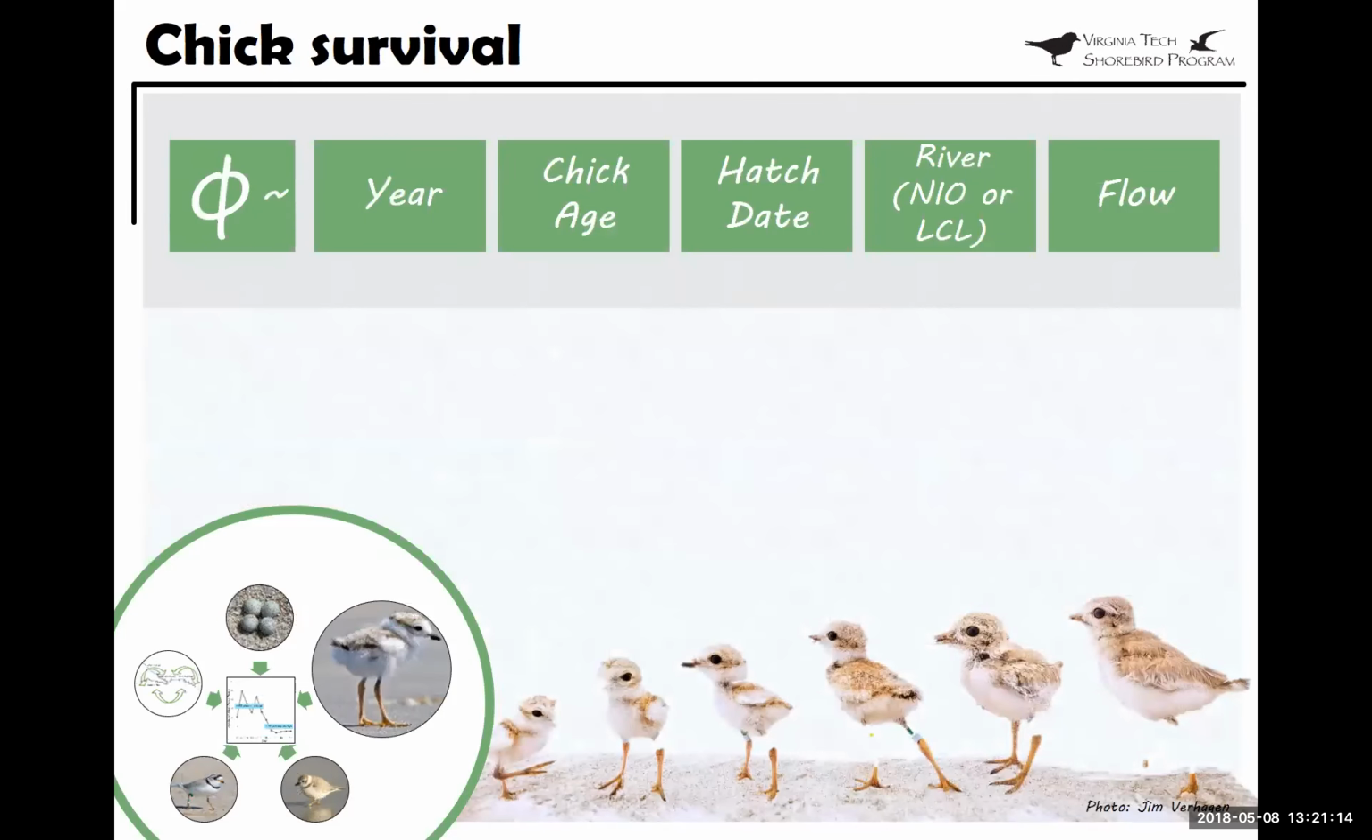To calculate chick survival from hatching to fledge, we used a Cormack-Jolly-Sieber model. Again, we incorporated a year variable to capture that stochastic annual variation and basic variables known to affect chick survival, chick age and hatch date. And to that, we added our covariate for river flow. Because there were so few chicks on the Niobrara, we incorporated a fixed effect for Niobrara or Lewis and Clark Lake so that we could improve our sample size of those lake birds.